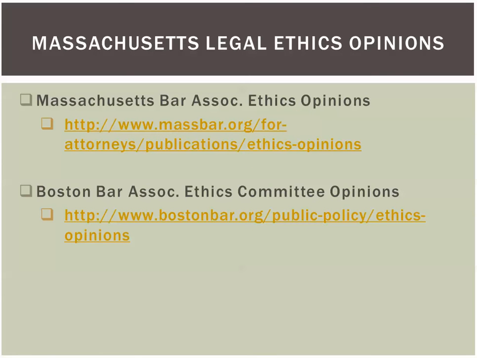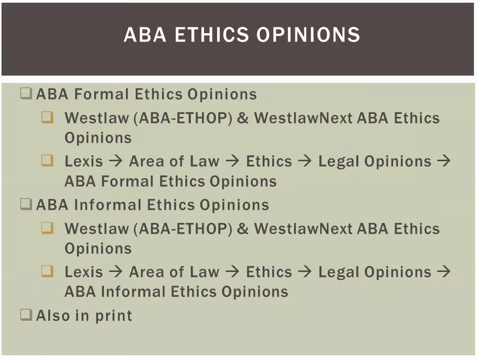So let's use Massachusetts as our example again. In Massachusetts, there's actually 2 different bar associations that you could look to for ethical opinions. So kind of keep that in mind when you're doing state research. You want to think of, are there multiple places where you might look for ethical opinions? In Massachusetts, we have the Mass Bar Association, and we also have the Boston Bar Association, and both of them online have links to their ethics opinions.